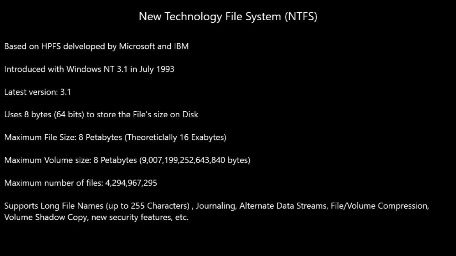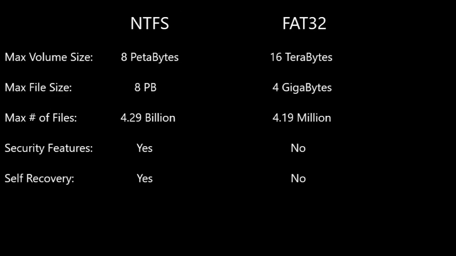Now, NTFS also supports large file sizes over 4 gigabytes because it uses 8 bytes or 64 bits to store the file's size on the disk. Theoretically, the file's size can be up to 16 exabytes. So, why is FAT32 still used on USB flash memory if NTFS can store files larger than 4 gigabytes?